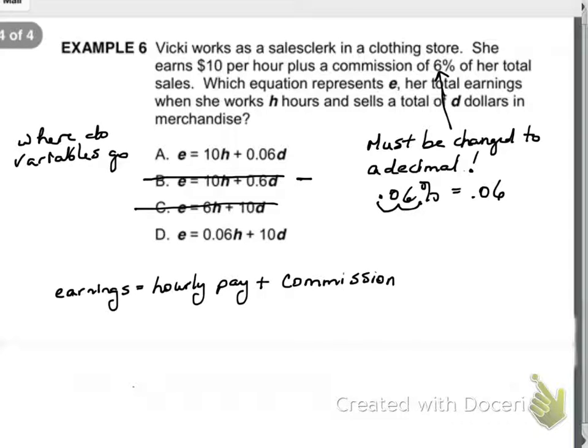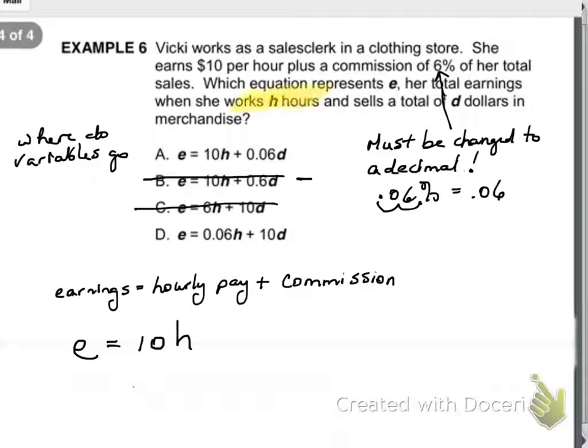Okay, so we want to know, she wants E, her earnings. E is going to be earnings, that's stated in the problem. And she makes $10 an hour, so she has $10 for every hour she works. Okay, so $10 times H is the number of hours she works.